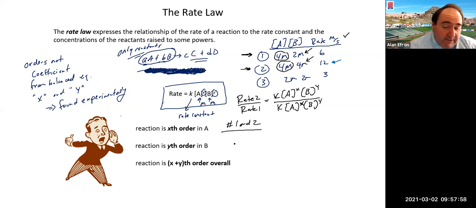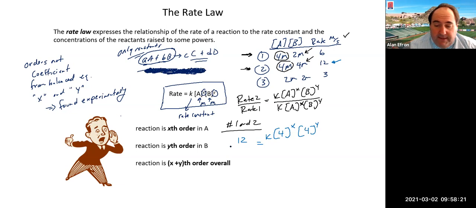Again, you don't necessarily have to do that, but it just kind of works out that way. So what I'm going to do then in this case is put everything from entry number 2 in the table up on top. That means my rate is 12, k I do not know, the concentration of A is 4 to the X, and the concentration of B is 4 to the Y.